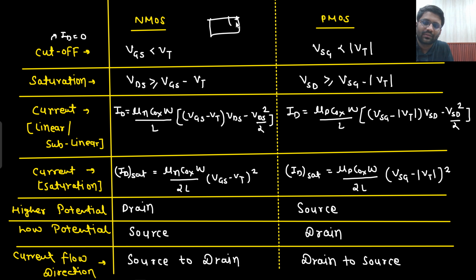NMOS. In the drain, electrons are getting in, so current is flowing like this. That means source to drain. Source to drain.